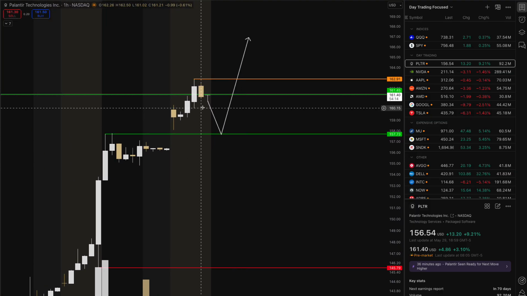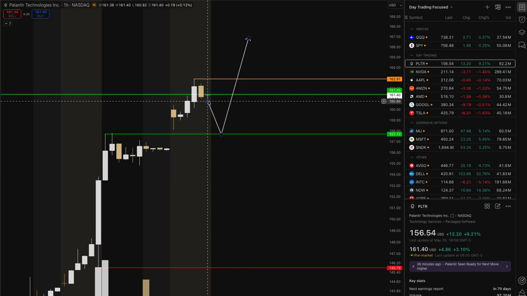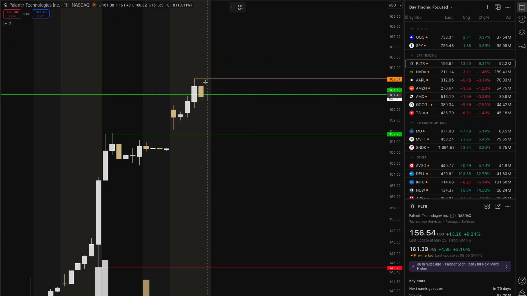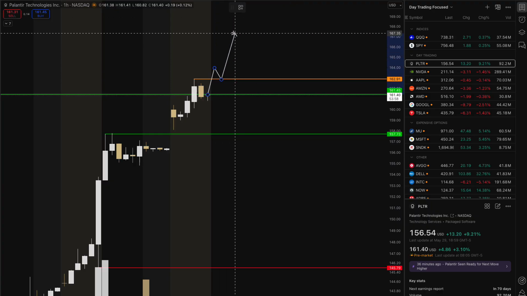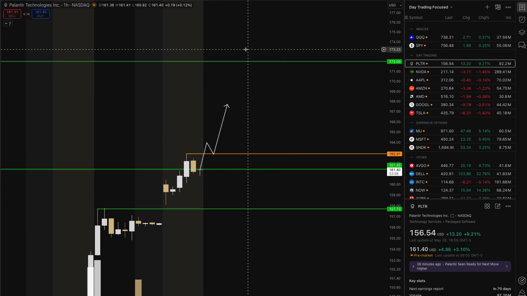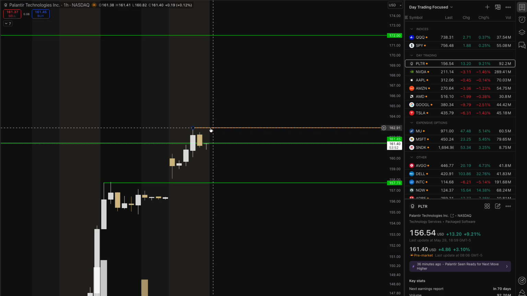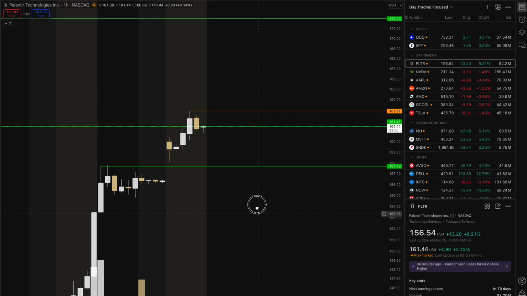So this is my first scenario, that the price can pull back to retest the previous day high. If not, we have the second scenario: price can break above the pre-market high, retest, and then move forward towards the next level, 172. So these are my two scenarios on Palantir.